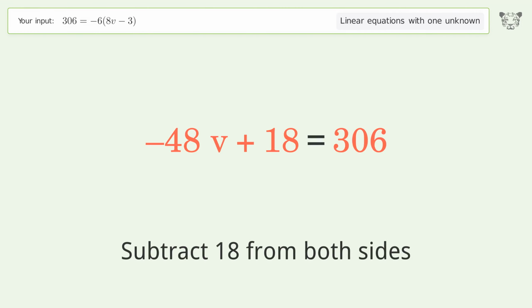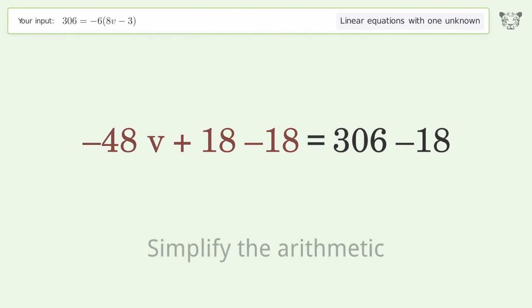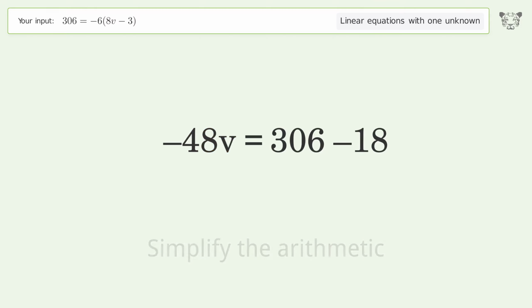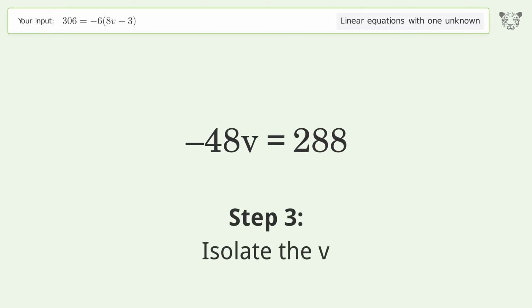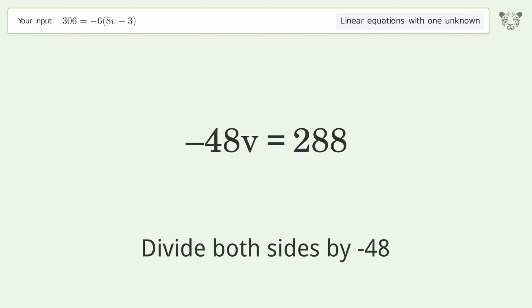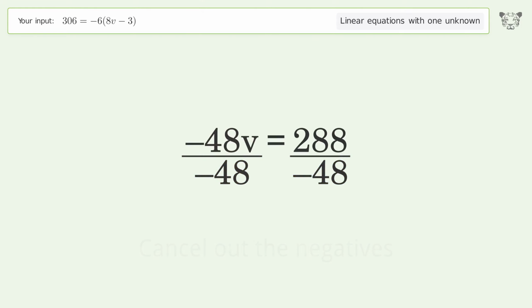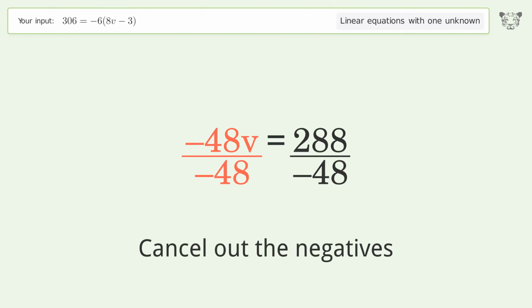Subtract 18 from both sides. Simplify the arithmetic. Isolate the v. Divide both sides by -48. Cancel out the negatives.